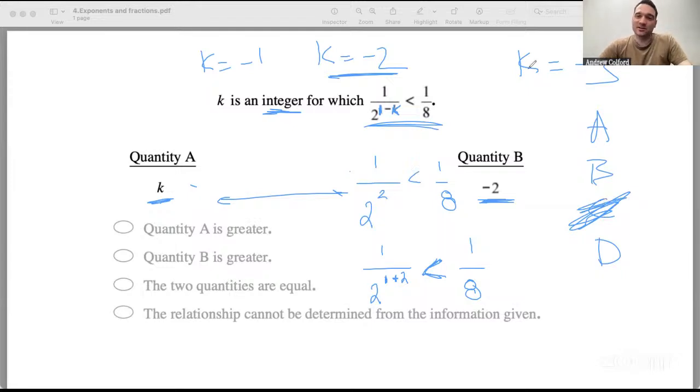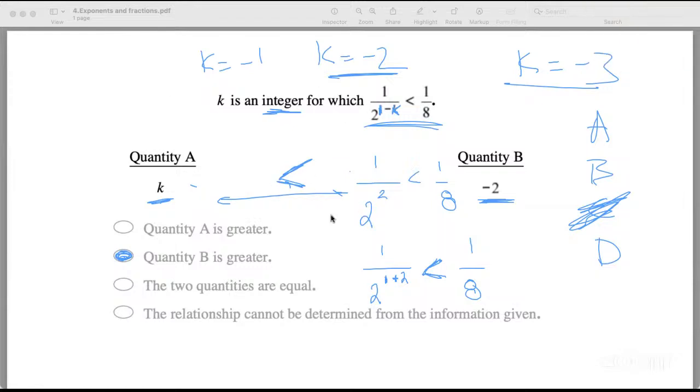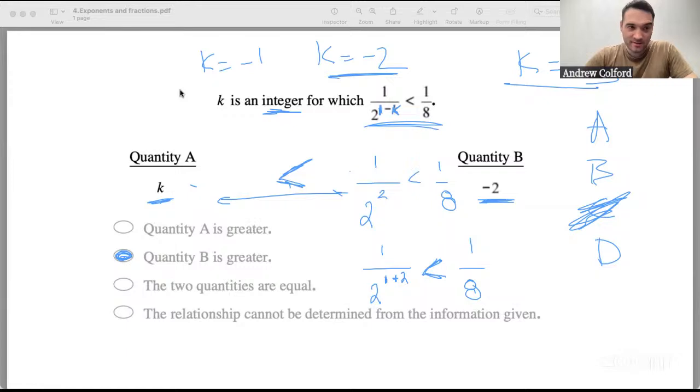The correct answer here is that k has to be a number less than negative 2, so more negative than negative 2, which means that quantity B is greater. Is that all right, RH? Yeah, that makes sense.